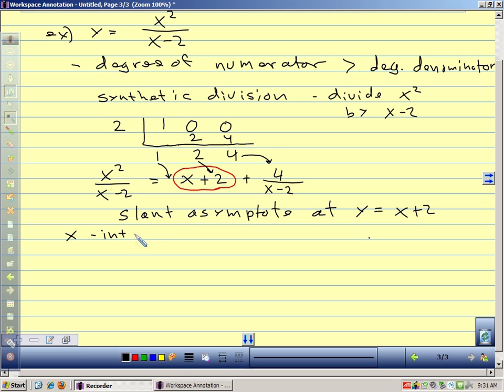Our x-intercept is where the function is 0, and that's going to be where the numerator is 0.